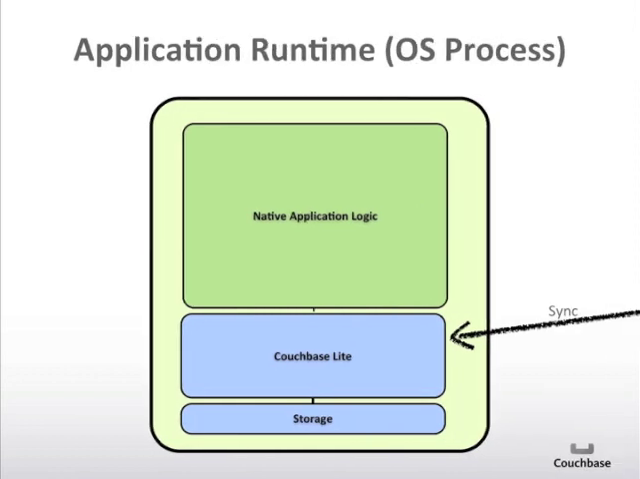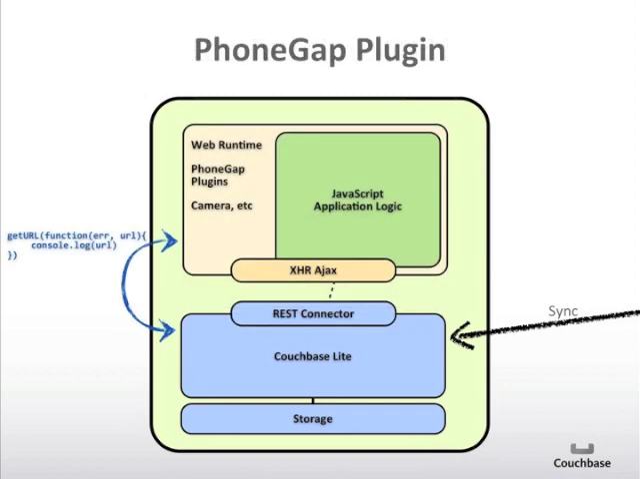Now we'll go back to what I showed before. Here's what's inside of a basic operating system process for a native app. And then we'll transition and I'll show what a PhoneGap application looks like. So here's the PhoneGap version of this. And the big thing you can see we've done, we've added two main pieces. We have a REST connector in blue that we've added at the bottom that provides the Couchbase Lite API over a REST-style interface. And then we've added the web runtime container at the top. So that's your PhoneGap container. That can do things like pull in native functionality like the camera or other sensors. And so we use it for that as well.